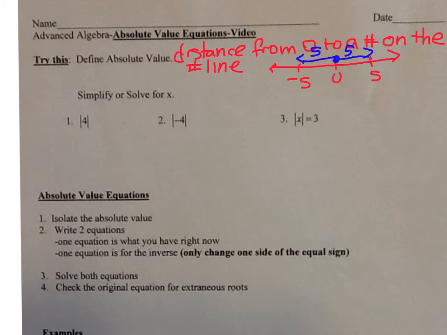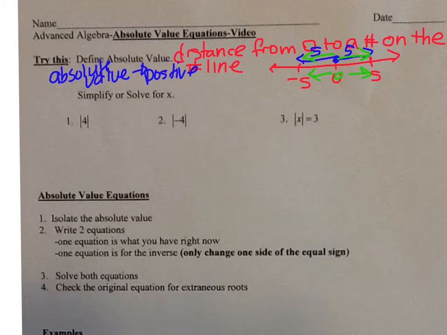That's the reason why with absolute value your answer is always positive, because we're talking about distance, and when you talk about distance, you can't have a negative distance. Distance is always positive, right? It would be 5 units going to the right. That's how far 0 is to 5, and it's 5 units going to the left. 0 to negative 5 is 5 units.